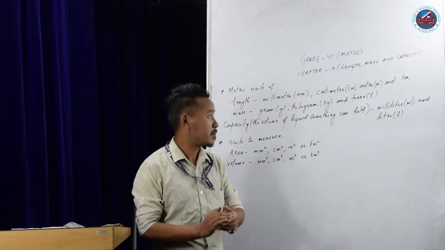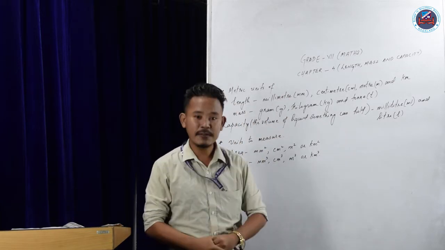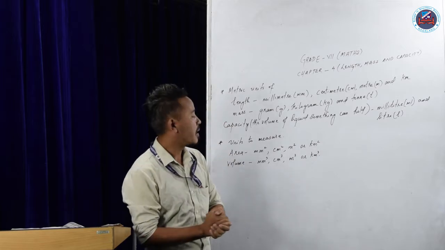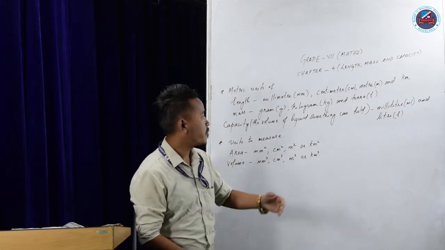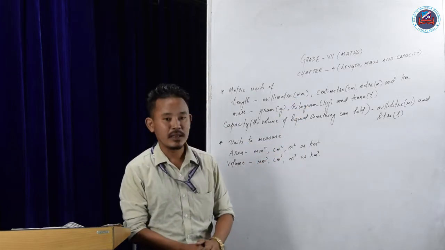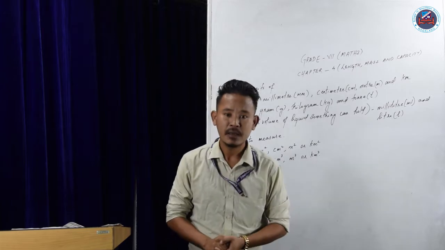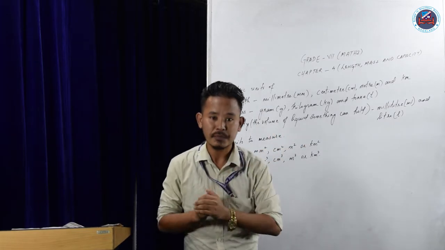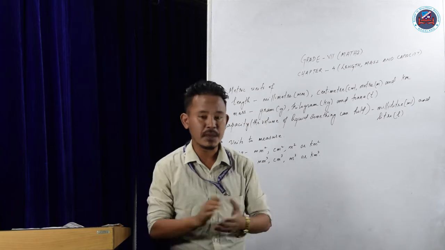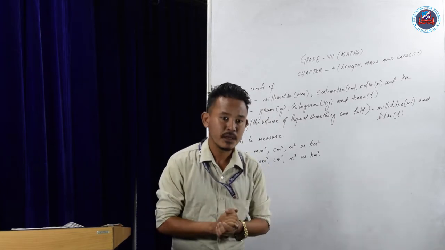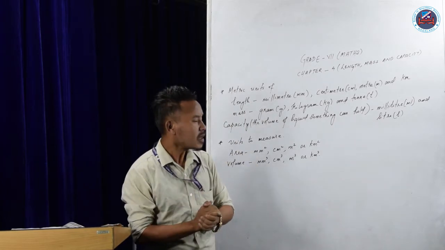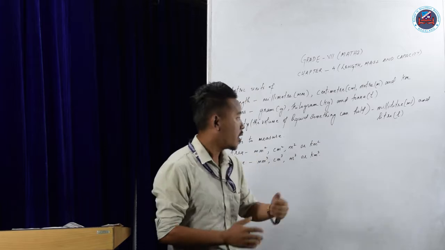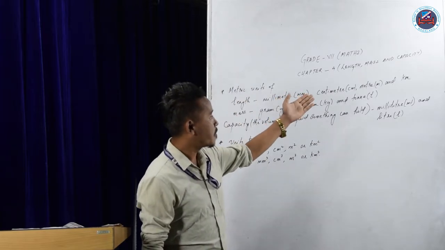Today the video I'll be making is for grade 7 mathematics. The name of the chapter I have selected today is chapter 4, length, mass and capacity. My dear students, today's topic is going to be a very short topic. Hardly it will take maybe around 5, 7 to 10 minutes. So I expect you to go through it. Now let's get back to the point. The chapter topic is length, mass and capacity.